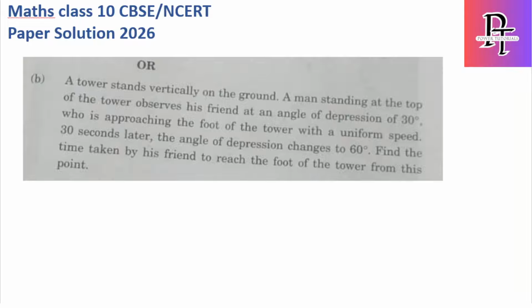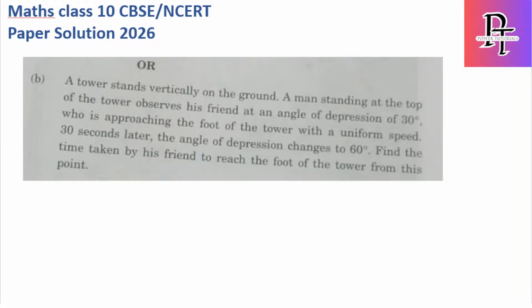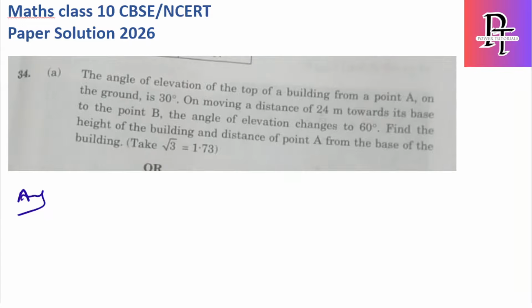So let's continue. Based on these two questions, I will definitely choose the A part. Why? Because here there is no speed type of question. It's direct. They're saying that one person is moving and the angle is changing. We have to get the height and distance. The other question is similar, but there the speed concept is involved, which needs extra calculation, whereas here there is no need for such calculations.